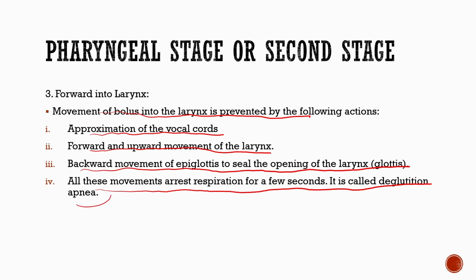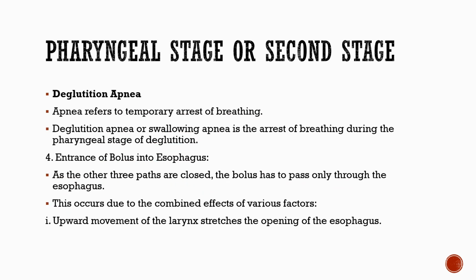This is called the deglutition apnea. Okay, what's deglutition apnea? It refers to a temporary arrest of breathing. So swallowing apnea is the arrest of the breathing during the pharyngeal stage of deglutition. Now, entry of bolus into esophagus. As the other three paths are closed, the bolus has to pass only through the esophagus.